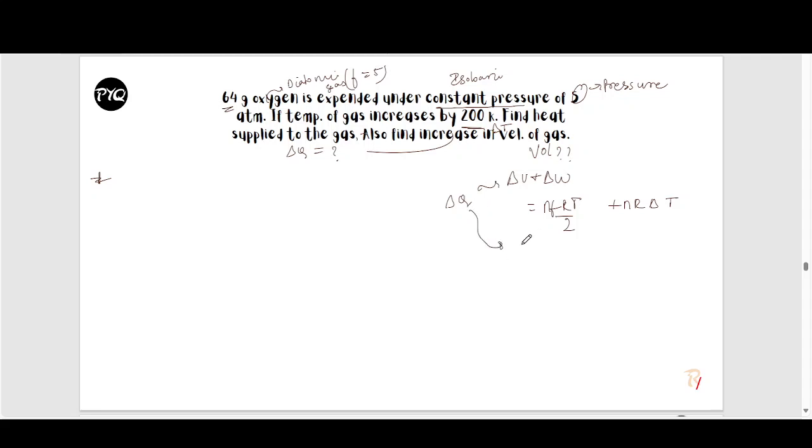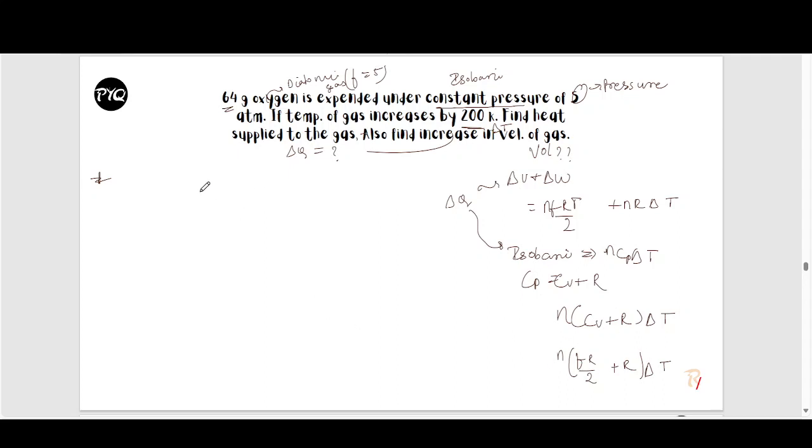From the isobaric process we get nCp delta T. Cp is nothing but Cv plus R. Substituting here, n into Cv plus R into delta T, gives n into FR upon 2 plus R into delta T.